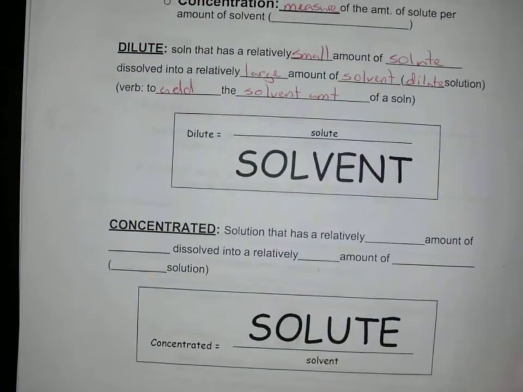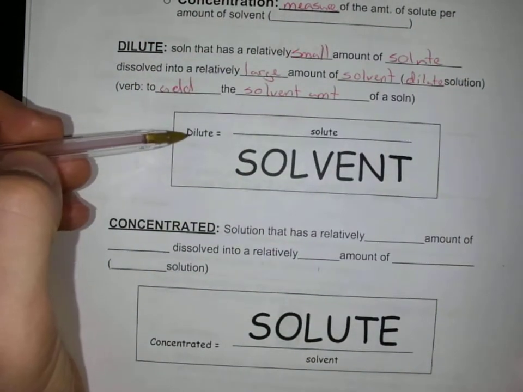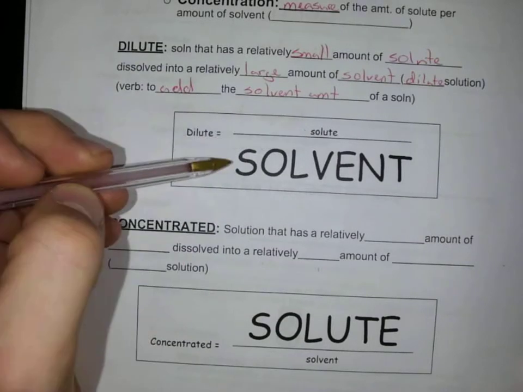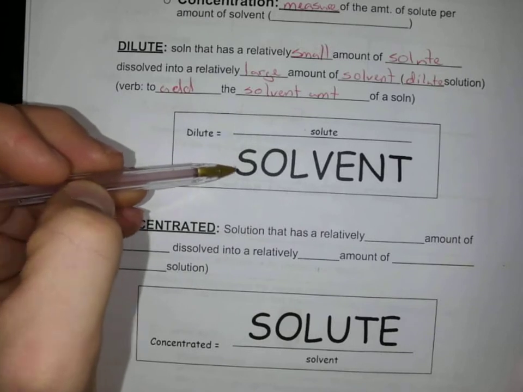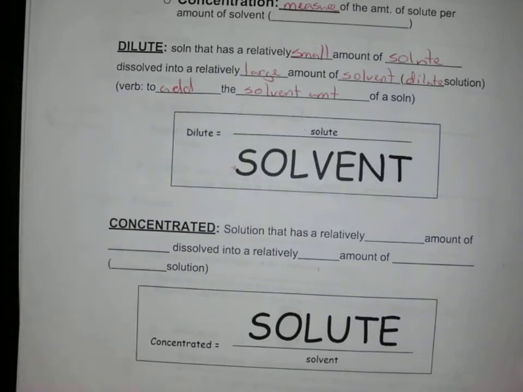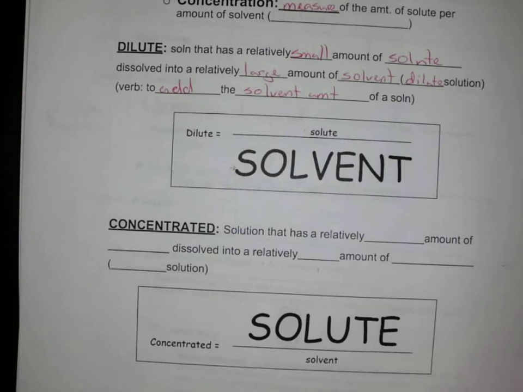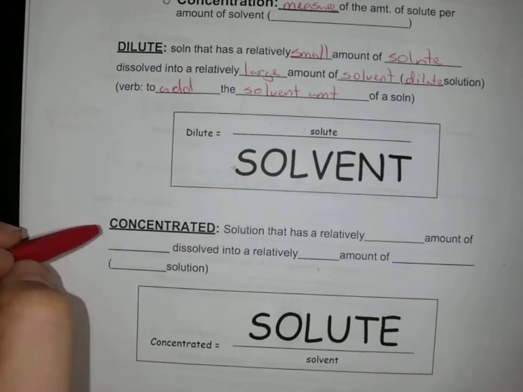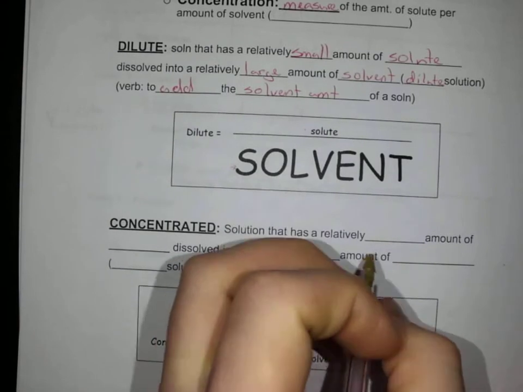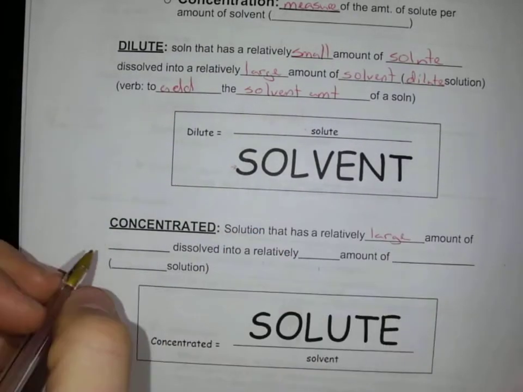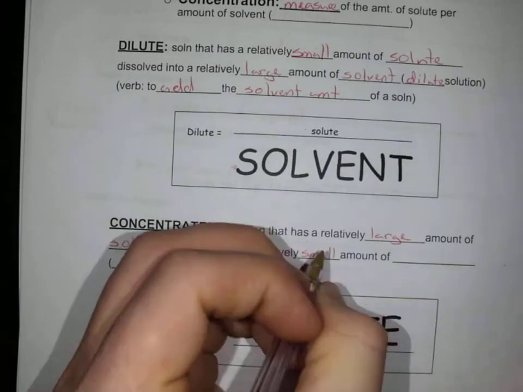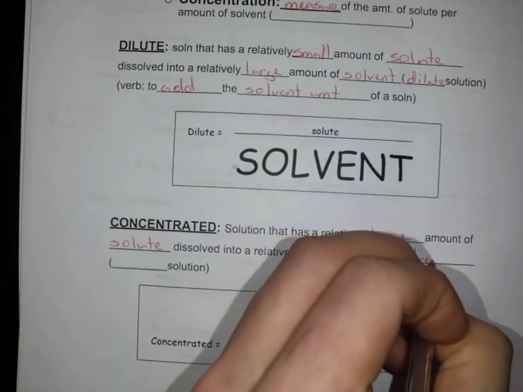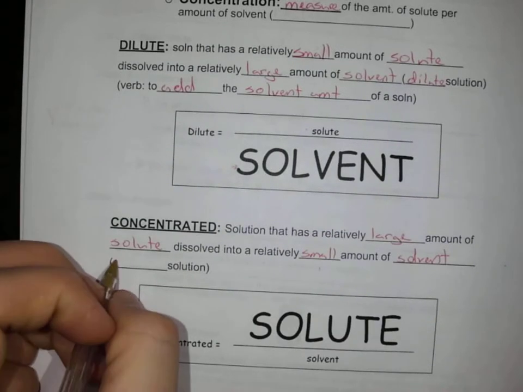of a solution. So if we have a dilute solution, we would have a small amount of solute and a large amount of solvent. Maybe we are diluting it further, and that means we're making the solvent even larger. We're going to be adding even more water. Something like that. So our concentrated solutions: a concentrated solution has a relatively large amount of solute dissolved into a relatively small amount of solvent. So this would be our concentrated solution.